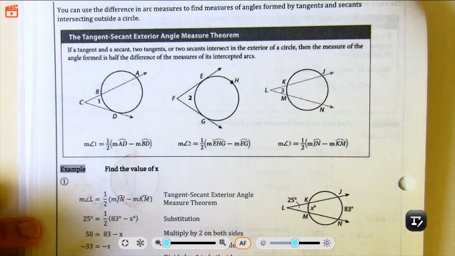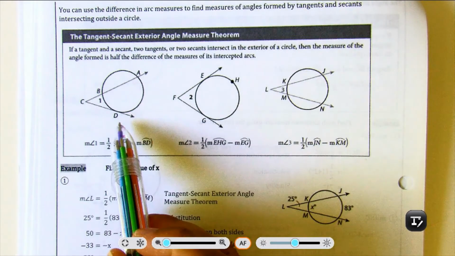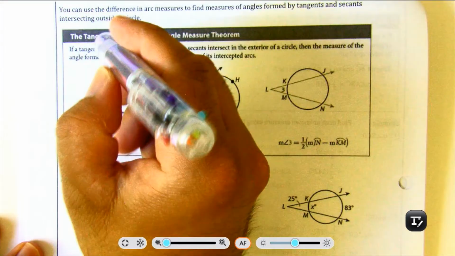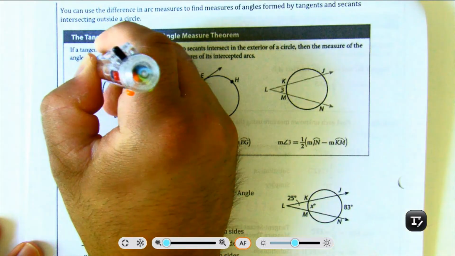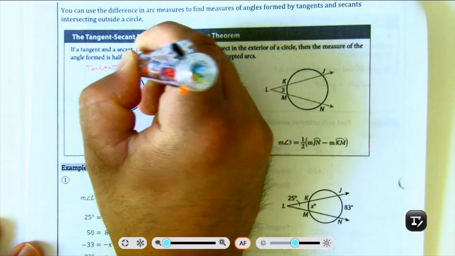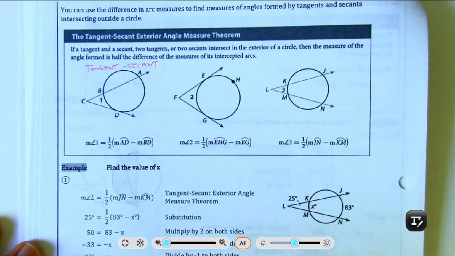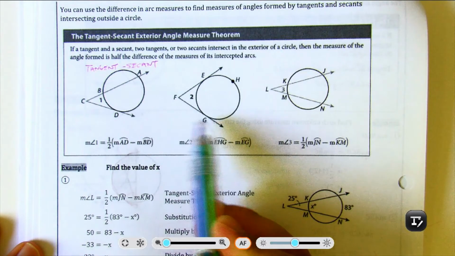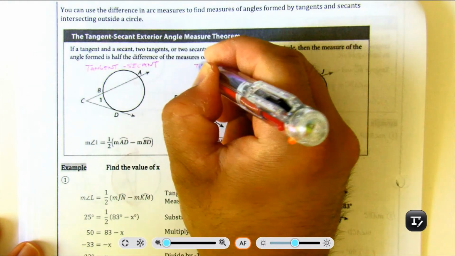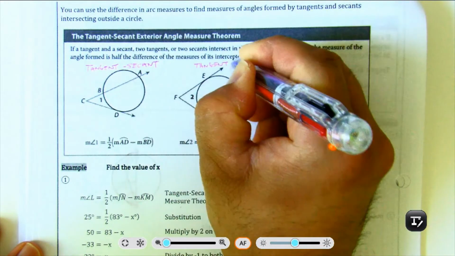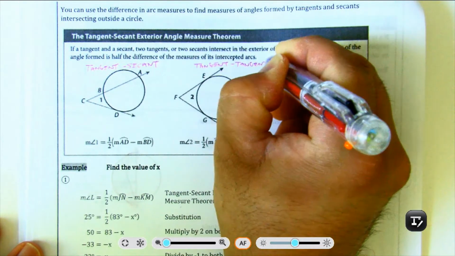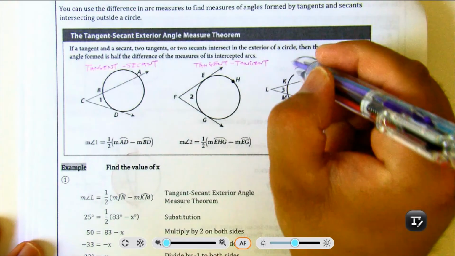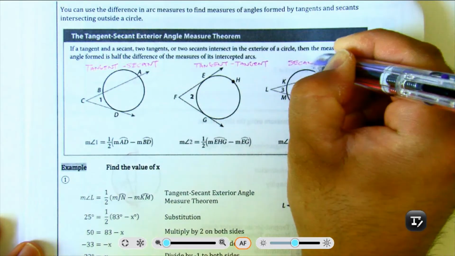So for the first one, we have a secant line and a tangent. So what I'm going to do is I'm just going to write tangent dash secant. Okay, because that's what we have. We have a tangent line and a secant line. For this example, we actually have two tangent lines. So I'm going to write tangent, tangent. And then for the last one, I actually have two secant lines. So this is a secant and a secant.